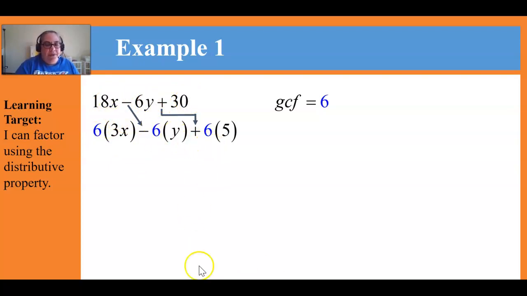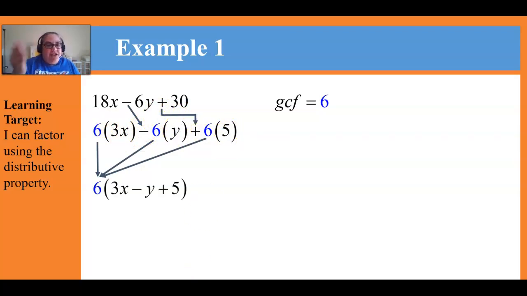My next job is to completely factor by just writing that 6 down once. And then I'm going to open up parentheses and write out what's left over. That would be the 3x minus y plus 5. So I'm factoring out the 6, and then that leaves me in parentheses 3x minus y plus 5. And that's factoring.